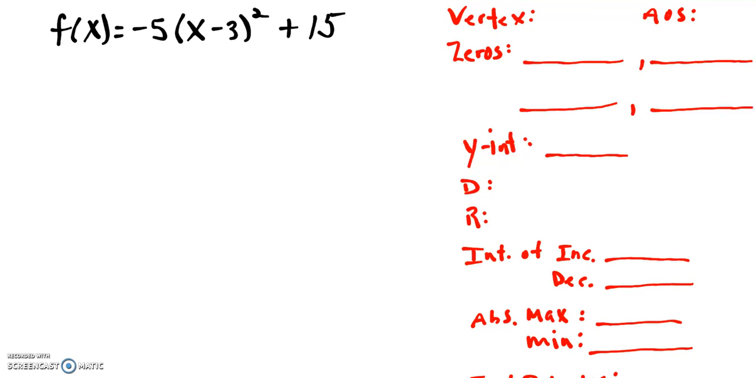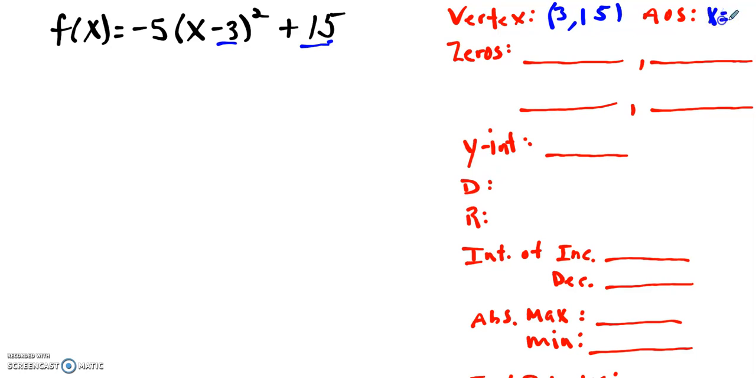Hi everyone, here's our problem. f of x equals -5 times the quantity x minus 3 squared plus 15. So the first thing we're going to do is find the vertex, and the vertex comes from the h and the k, and it's always opposite coming out from here, so 3 and 15. So our vertex is (3, 15).